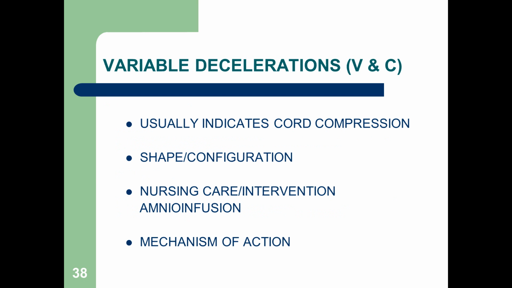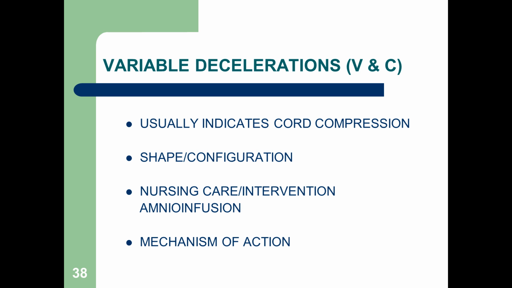Another deceleration that I want you to be familiar with is variable decelerations. And remember, in VEAL CHOP, variables usually are a result of cord compression, okay? Now, variable decels tend to occur more with ruptured membranes. Their pattern is either U, V, or W shaped, okay?